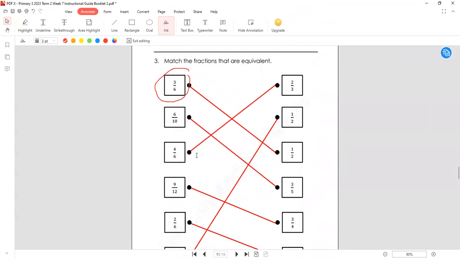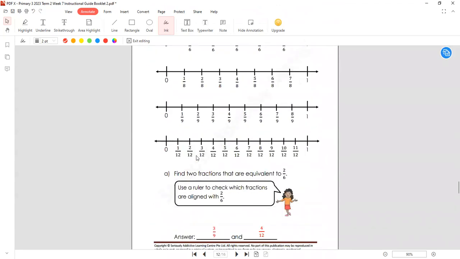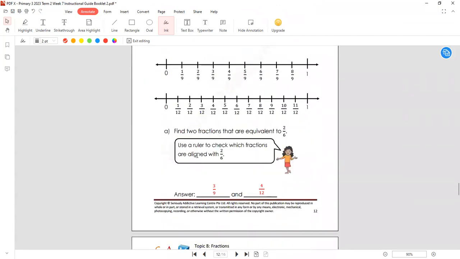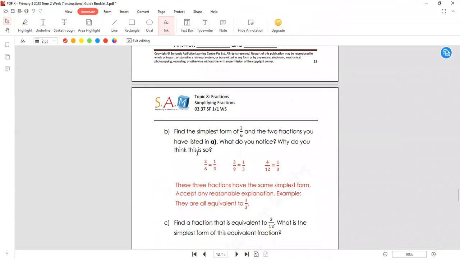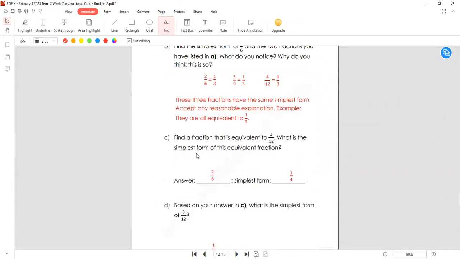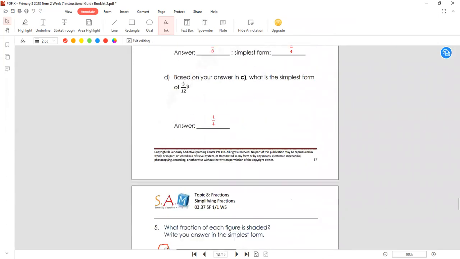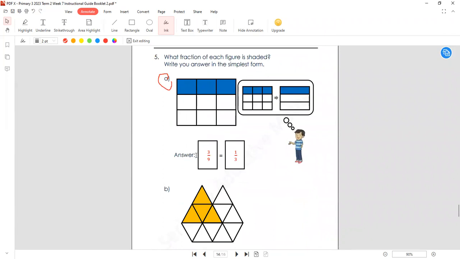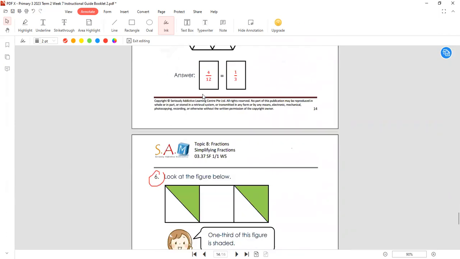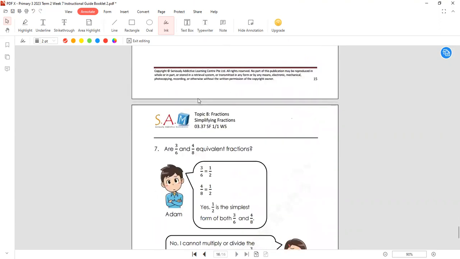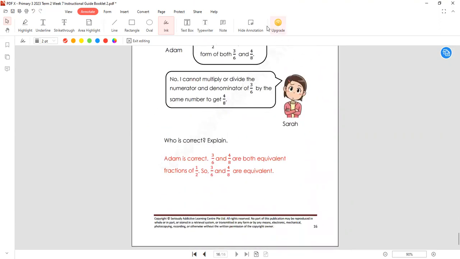Look at this question as well. Get them to demonstrate one for them. Number line, get them to try it. Using the ruler would work. Number 5, take note. Number 4 would include this page as well. Then do question 5A. First of all, they have to identify the fraction, 3 out of 9 parts, and then they simplify. Question 6 as well, with explanation, and that's it.